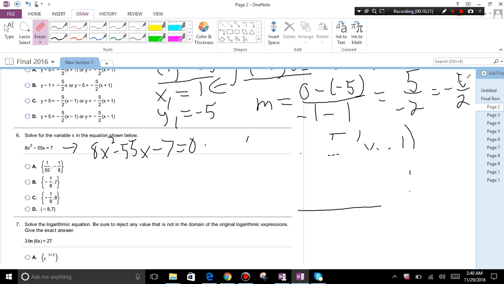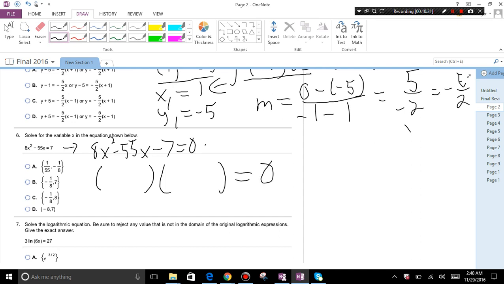Again, you could use the quadratic equation. But here we see that we can factor. I put an 8x here and an x here, and then a 1 here and a 7 and a plus and a minus. And again, this is just in a lot of ways guesswork, and we can check to see if this is true, and if not, play around.